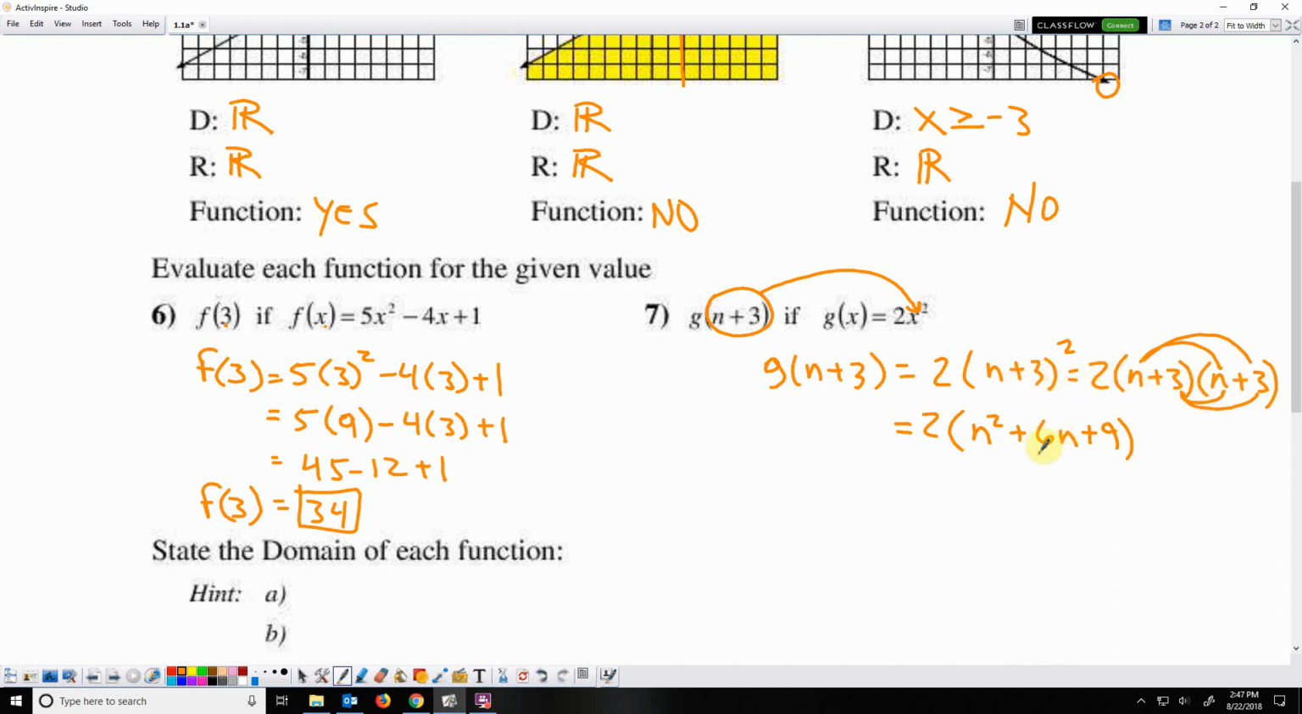Sometimes when you try to take a shortcut, you miss that middle term. So if you're good with that shortcut, do it. If not, expand it and distribute. So then we're going to distribute that 2. 2n squared plus 12n plus 18.